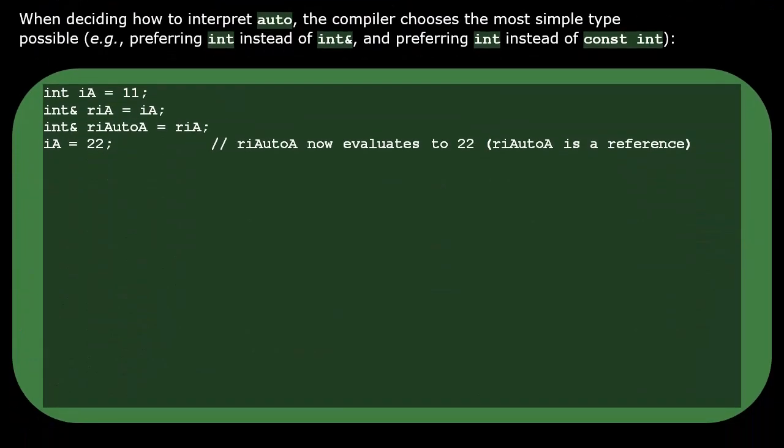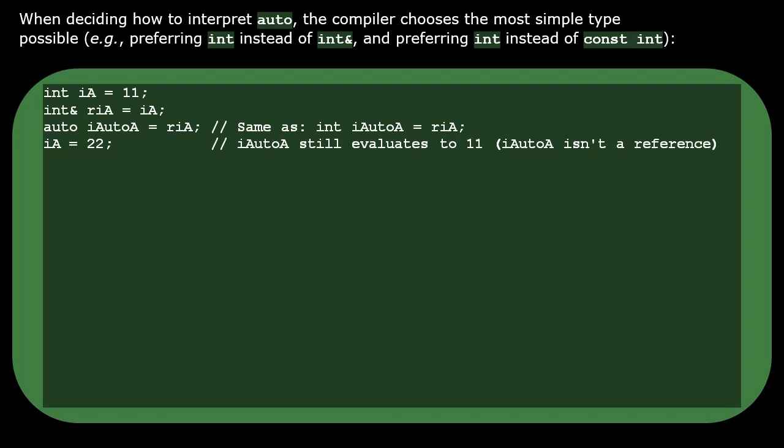When deciding how to interpret auto, the compiler chooses the most simple type possible. We might incorrectly think that we could replace this reference to int by the auto keyword, but that wouldn't work as we expected, because int is simpler than reference to int. And this code's syntax would be valid if that auto became just int. So in this case, if we had really wanted it to be a reference to int, we would have needed to write auto ampersand, or write out the whole type name as int ampersand.